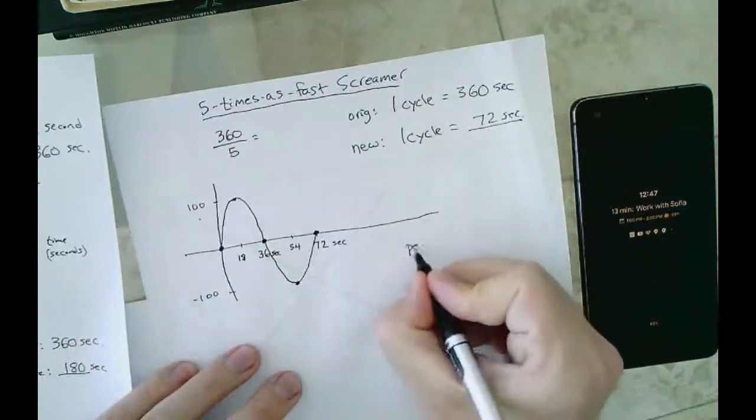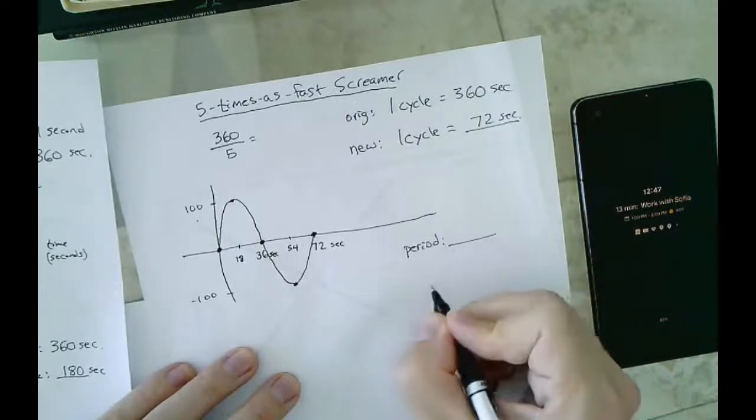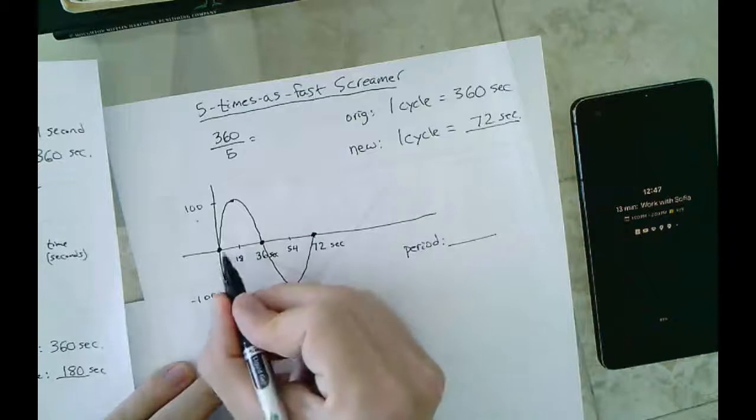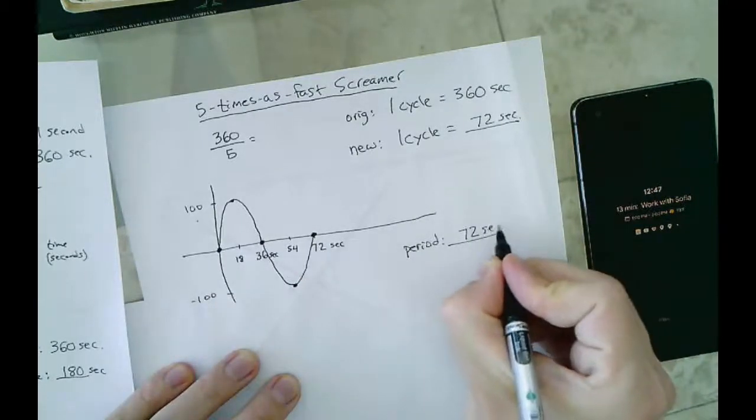Now, pause opportunity, period right here of this new one, please. What is the period of this screamer? Pause and answer. It's going to be our length from 0 to 72. I got 72 seconds right here.